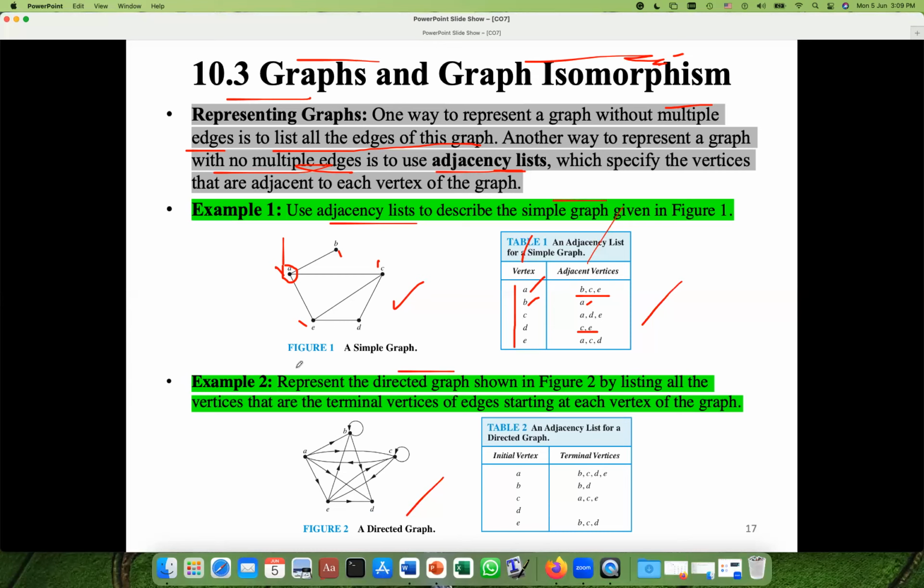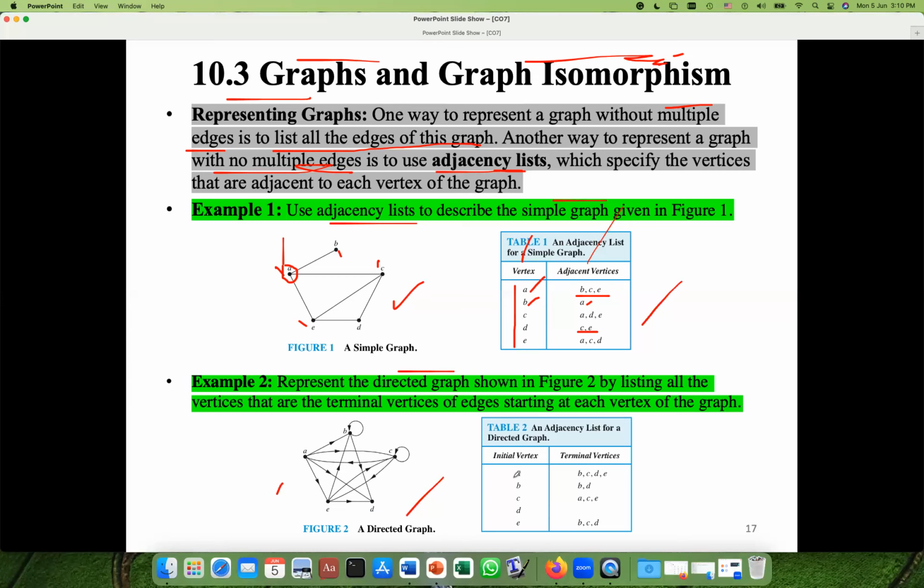So I can ask this same question: represent the adjacency list of this directed graph given here in this diagram, or show all the vertices or terminals which are connected with the vertices in this diagram. I can also say it like that. But this is a simple way. In a technical way, give me the adjacency list of this graph.